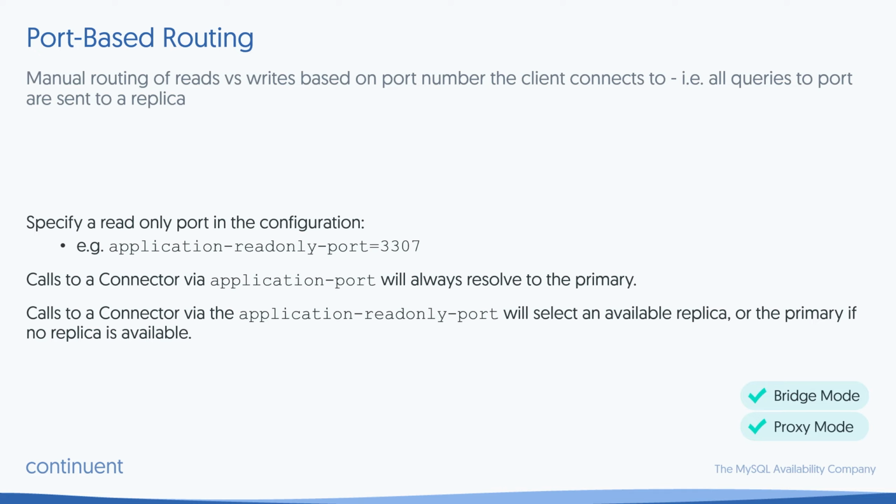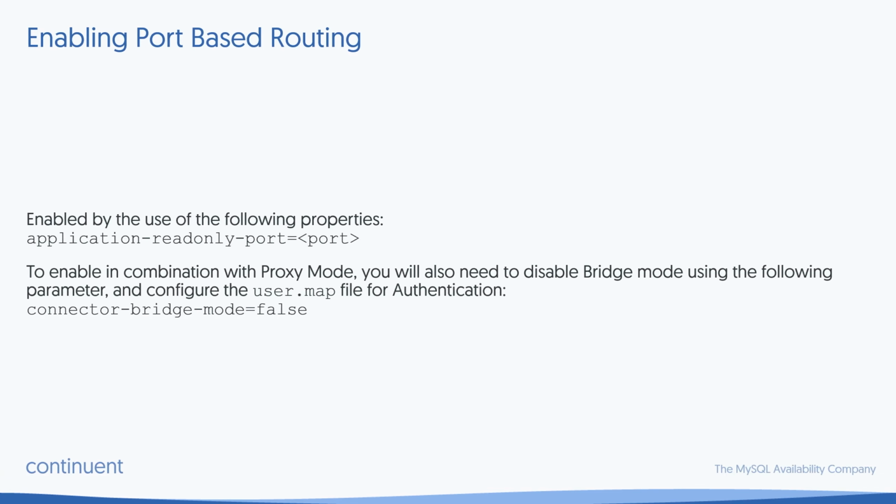This is the simplest mode to configure, however it does require that your application is able to distinguish between read-write and read-only connections and intelligently switch the port in your connection strings accordingly. To enable, simply add the read-only port and optionally disable Bridge Mode if you wish to use Proxy Mode as shown here. But remember, for Proxy Mode you will also need to configure the user map.